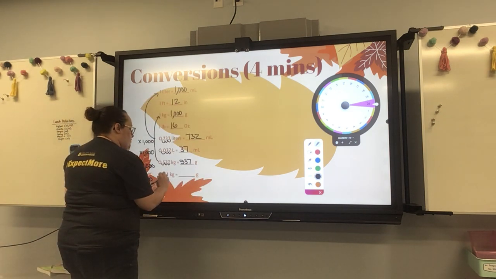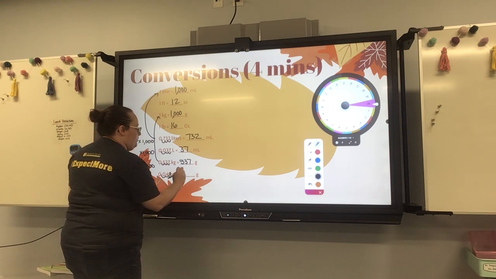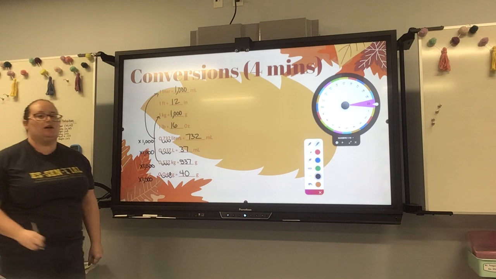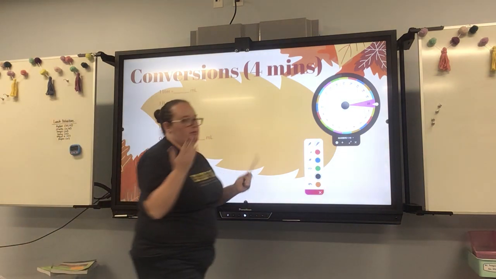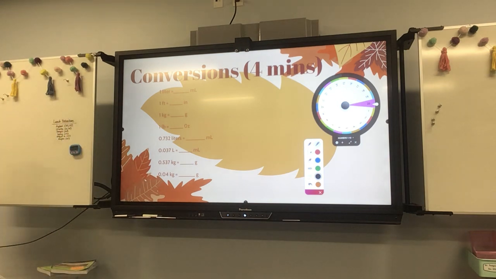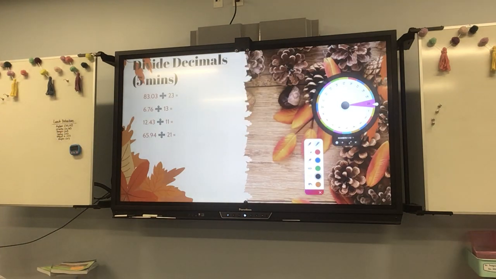But I only have 2 spots, so what do I do? I fill it in with the 0, and it would be 400,000 grams. Again, y'all probably really beat the clock. Miss P was just pausing to give y'all chances to answer.